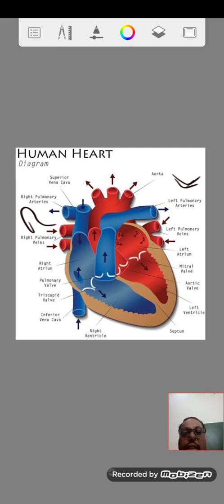You can see that these chambers have different names. On the left side, the upper chamber is known as the left atrium, and the lower one is known as the left ventricle. Same on the right, this is the right ventricle, and this is the right atrium. So the atrium is the connection from the lungs for the oxygenated blood, and from the right atrium blood will be taken to the lungs for the purpose of purification.